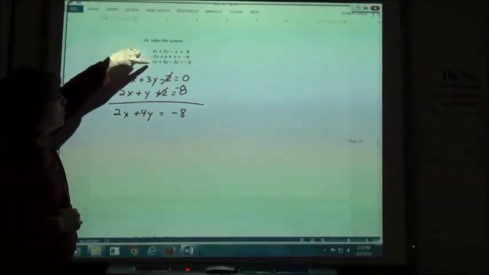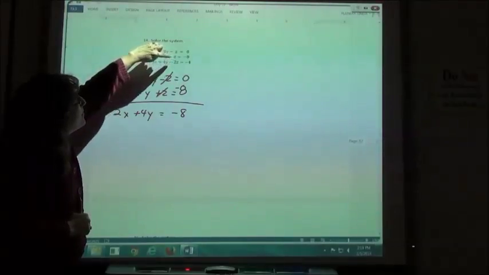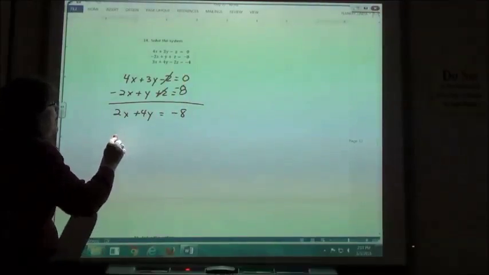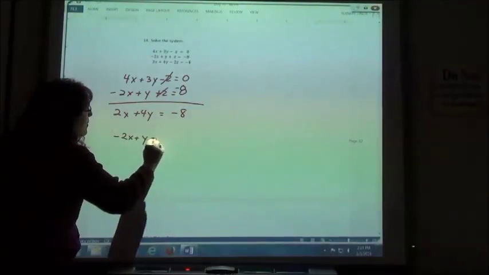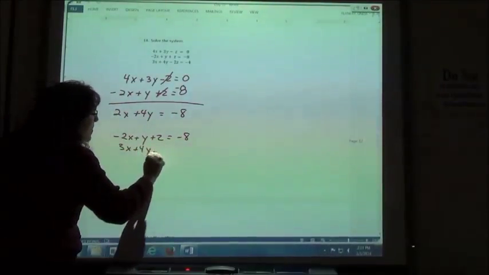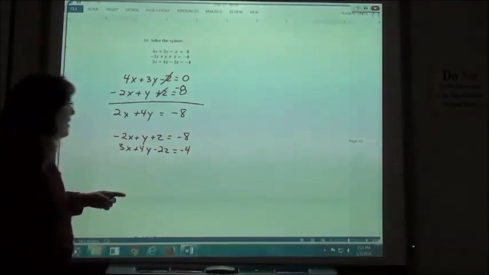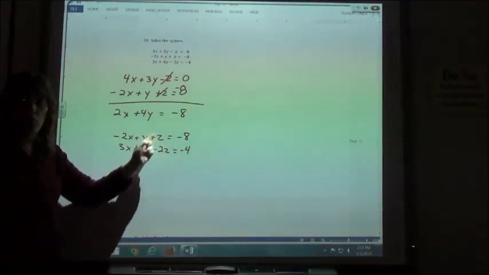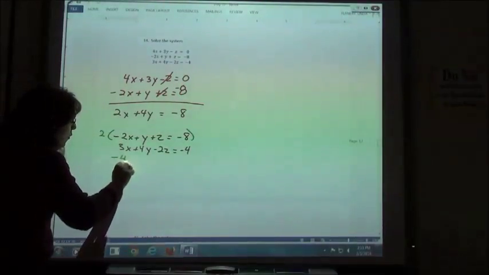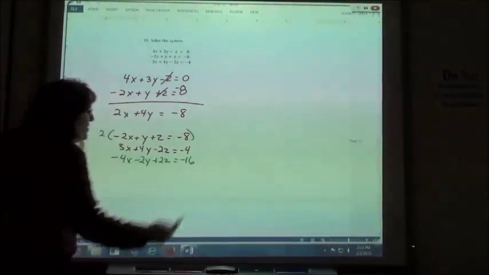I want to use my third equation with one of my other 2 equations. I'm going to do it with my second one just because that one has a positive and that one has a negative. So using my second equation and my third equation, negative 2x plus y plus z equals negative 8, 3x plus 4y minus 2z equals negative 4. If I want to get rid of the z's, I'm going to take this top equation times 2 to make opposites. So everything in the top equation times 2, I get negative 4x minus 2y plus 2z equals negative 16.